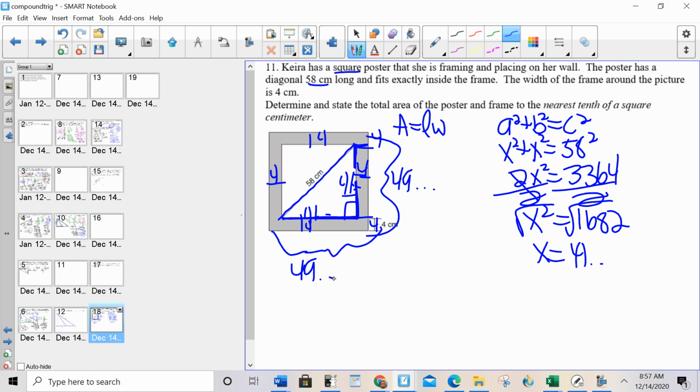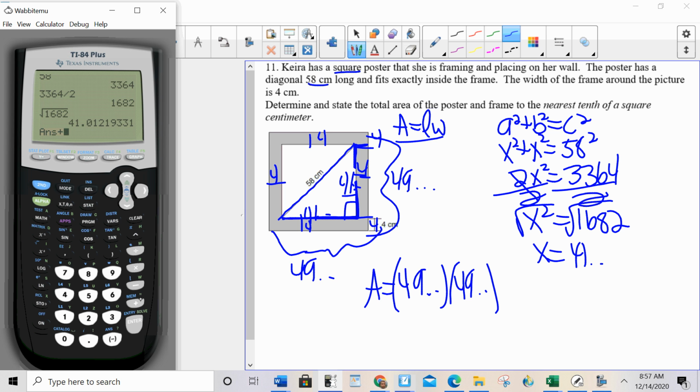So now to do my area equals length times width, it's going to be 49 point something times 49 point something. In my calculator, I just need to add 8 to this thing, and then I'm essentially just squaring it. But if that's confusing, I'm just going to do my 49 times my 49 to the nearest tenth of a square centimeter. That would be 2402.2.